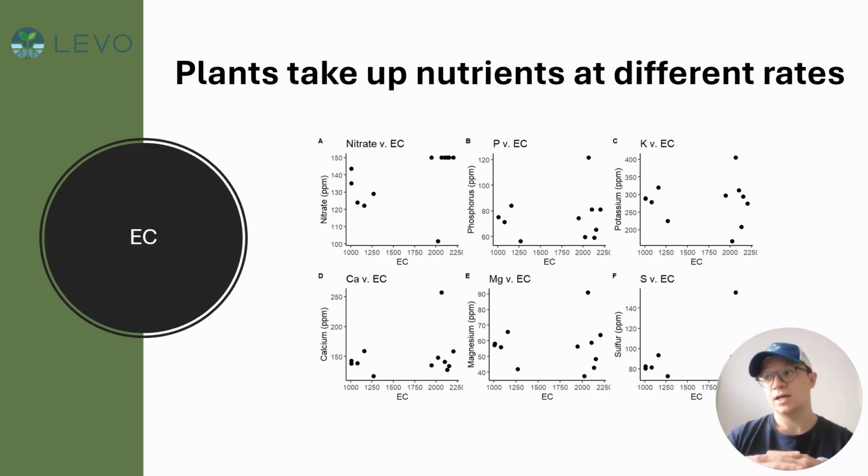That made us really think about how we were using EC to make decisions. We expect that we're not seeing this relationship because of the differential uptake of individual nutrients at different rates and the different effects that these nutrients will have over time. Because plants take up nutrients at different rates, and because EC cannot tell us exactly how much of any individual nutrient there is, how can we use EC to inform our growing and our fertilizer use?